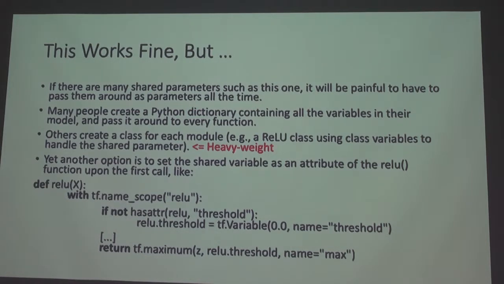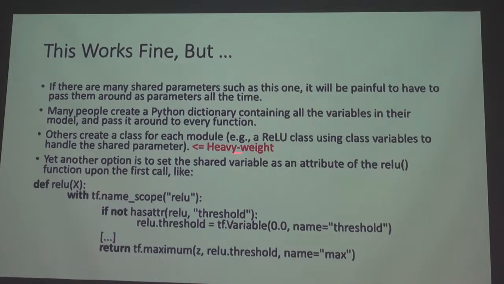Well, what is a dictionary? If you know C or C++, but not Python that much, you can sort of imagine that as a kind of structure. So you can pass a whole bunch of stuff together to a function. But others create a class for each module. You can create a real class, using class variables to handle the shared parameters. You can do that.